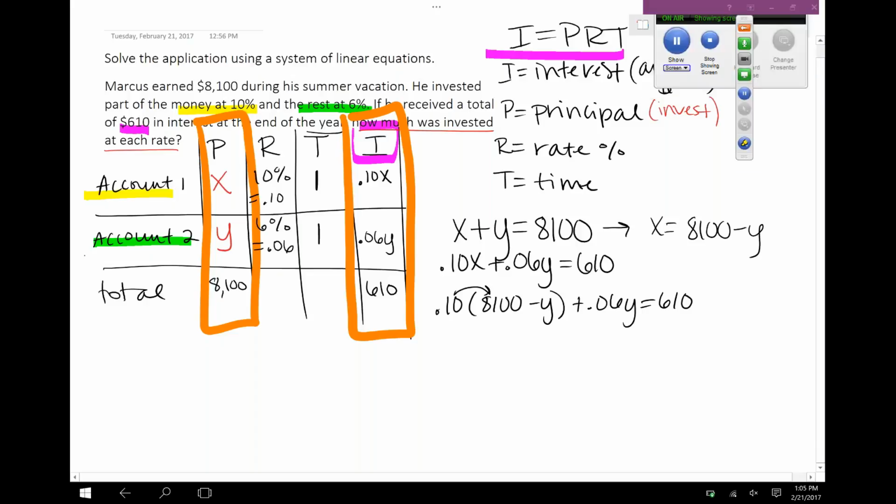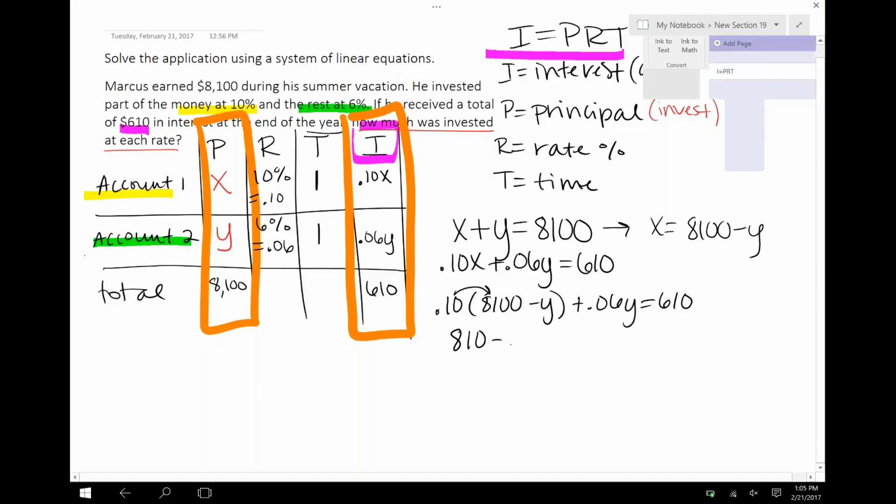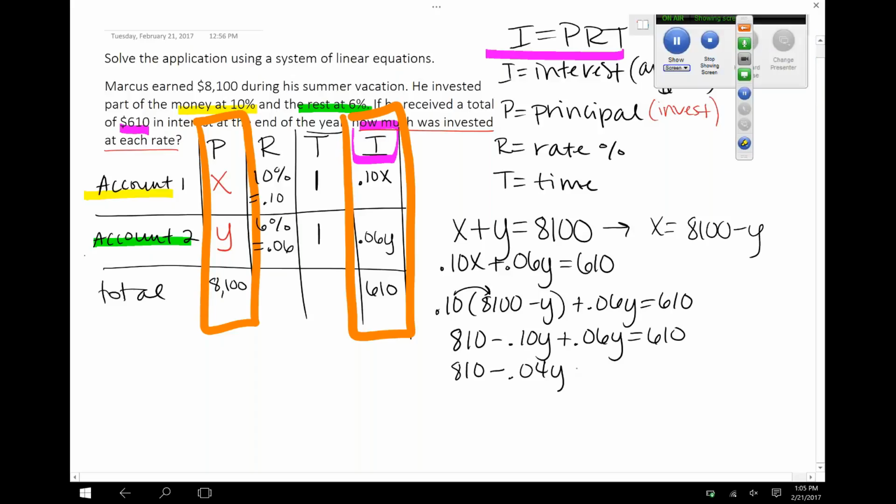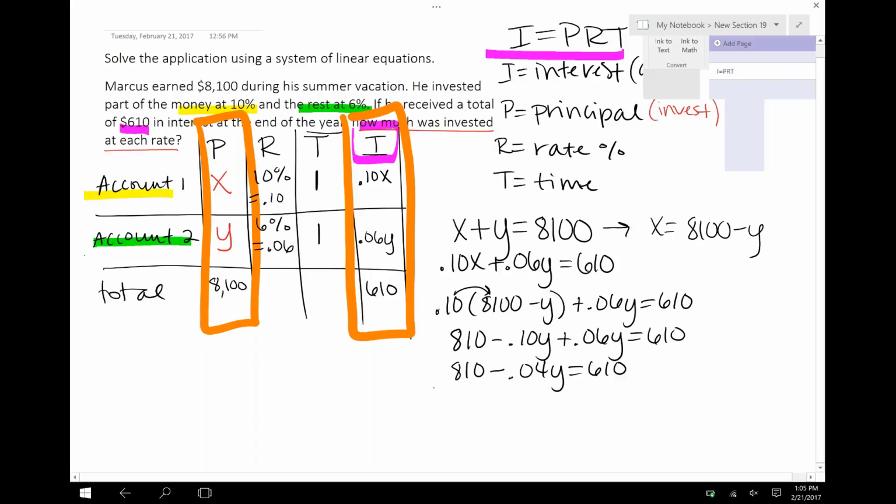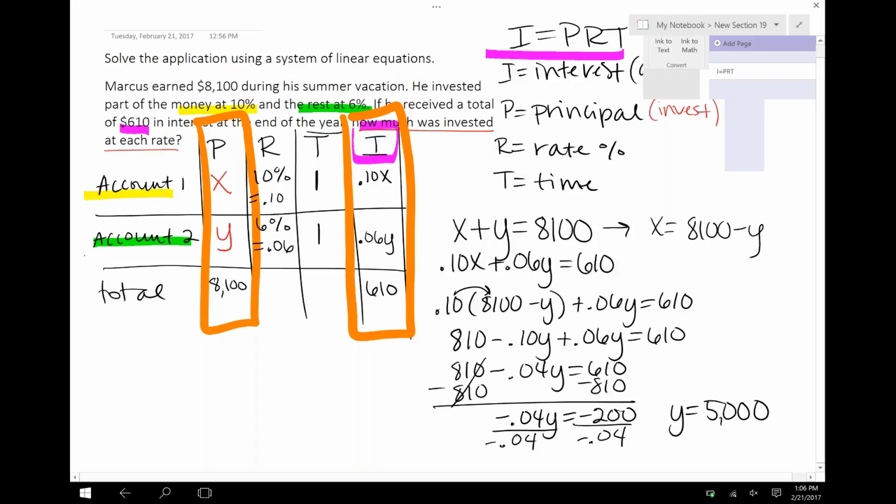I'm going to distribute the 0.10. 810 minus 0.10y plus 0.06y equals 610. I'm going to combine like terms. 810 minus 0.04y equals 610. Subtract 810 from both sides. So I have negative 0.04y equals negative 200, and divide by negative 0.04, y equals 5,000. So I have y equals 5,000.